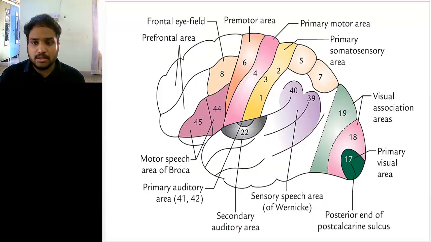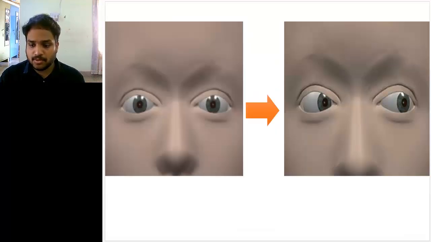Now another important area is the frontal eye field. So what is the function of the frontal eye field? The frontal eye field controls the voluntary conjugate eye movements to the opposite side. That is, if this person wants to look to his left without turning the head, this eye should abduct and this eye should adduct, right? That is called the voluntary conjugate movement. So this frontal eye field controls the voluntary conjugate movements to the opposite side. That is, the right hemisphere is controlling the voluntary conjugate movements to the left side, right?